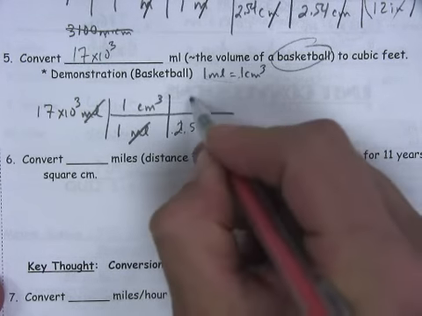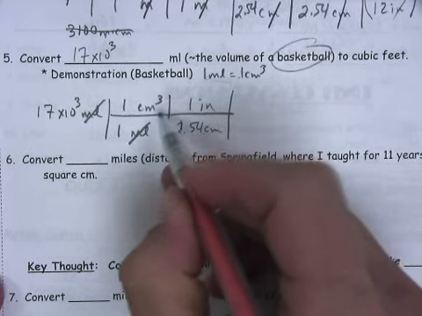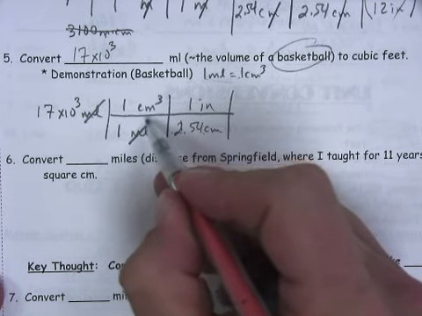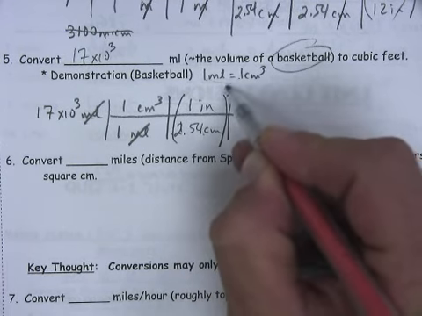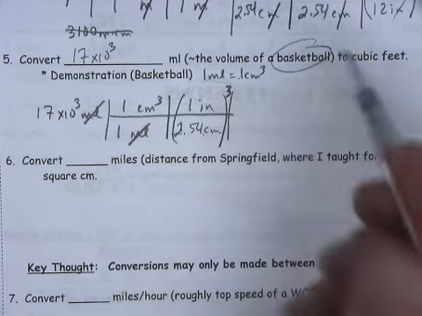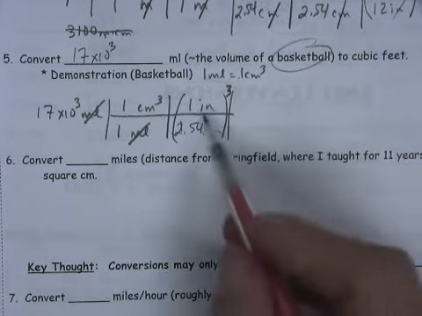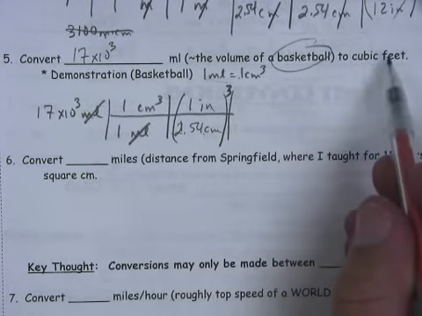2.54 centimeters is 1 inch. Now notice this is cubed. So I have to do that 3 times, or the shortcut is to cube the whole thing. And that's what a lot of you are going to forget if you're not careful. All right, so now we're at inches cubed. The next thing is to go to cubic feet.